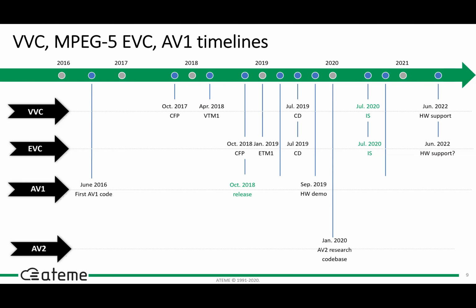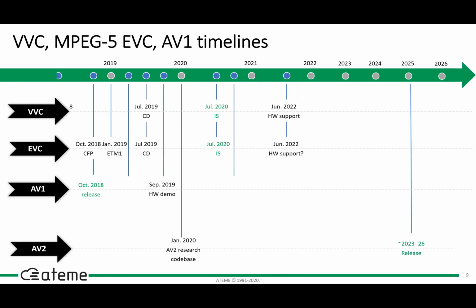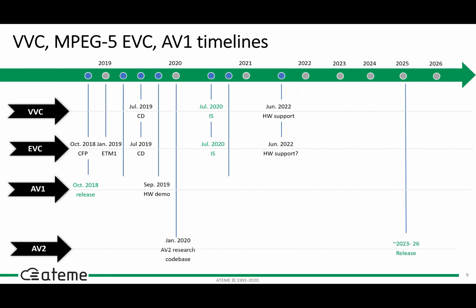And if you look at AV2, they should have decided what the code base is. I'm not saying that at the moment it's not yet done. It should be in January 2020, and we are a bit far from that. But the code base is not yet selected. We know at least it's a reduced code base, I would say, at the moment.